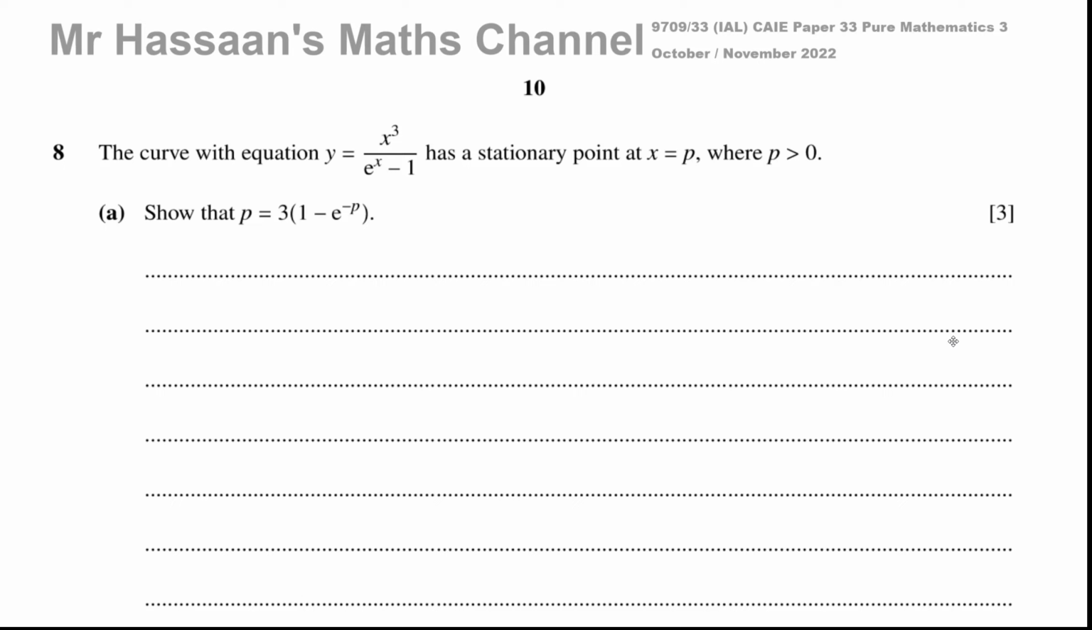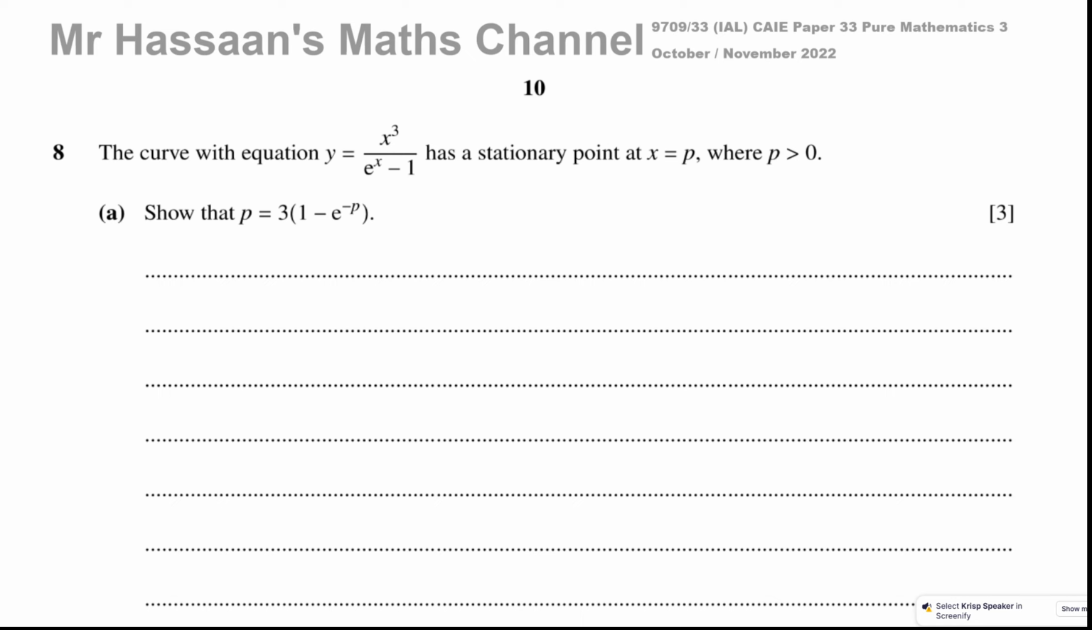Hassan's Maths channel. I'm now answering question number 8 from the October-November 2022 Pure Mathematics P3 paper. This is paper 3, variant 3, from the Cambridge 9709 specification. And this question here is initially about differentiation, and then it goes on to numerical methods and iteration.